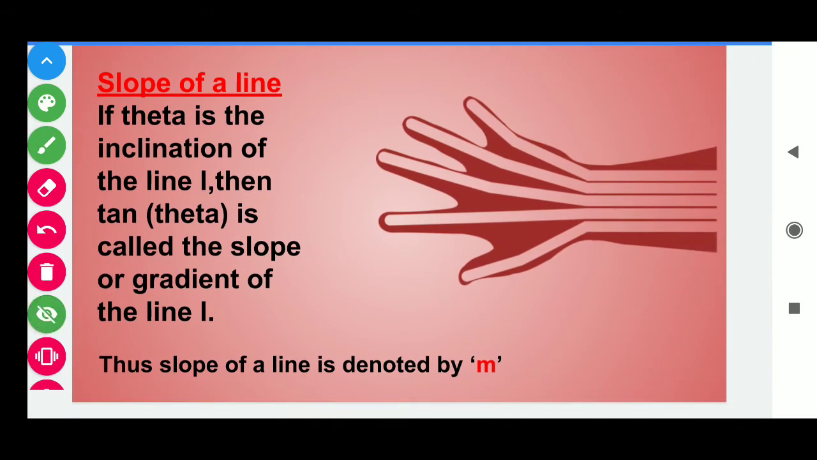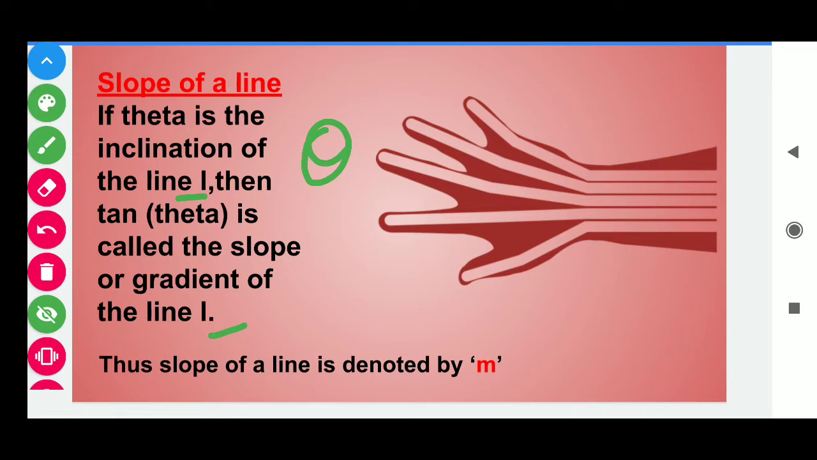Slope of a line: if theta is the inclination of the line L, then tan theta is called the slope or gradient of the line L. Suppose, students, we have an angle theta, the inclination of the line. That means the sun's rays rise in the upward direction, so the rays are inclined upward. So here theta is the inclination of the line L.